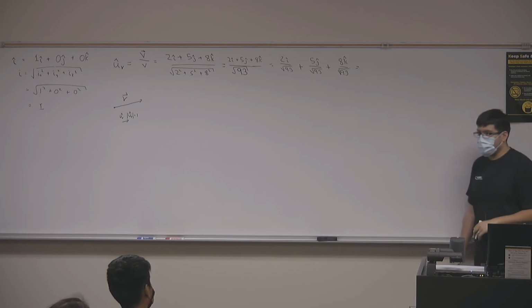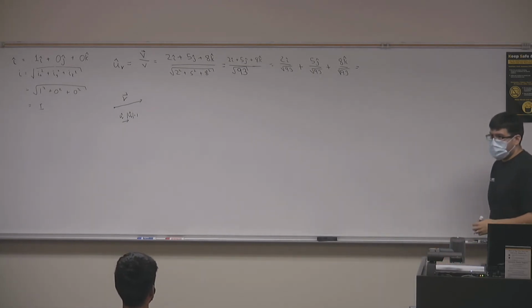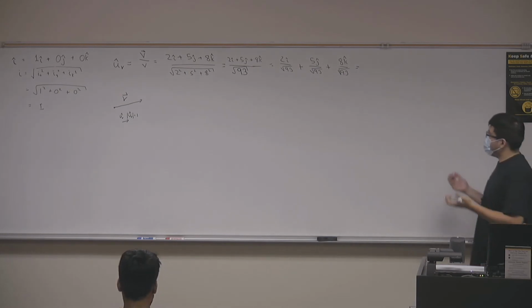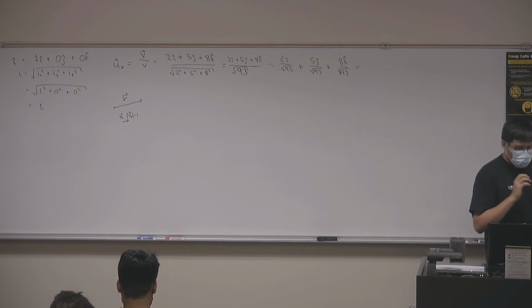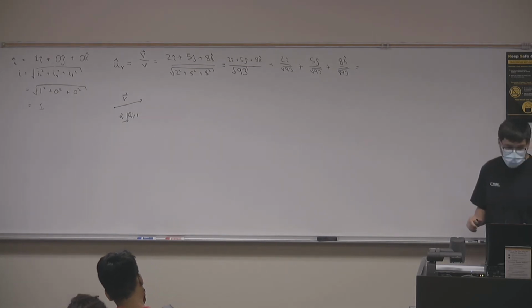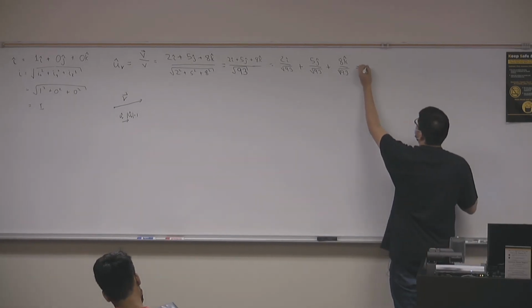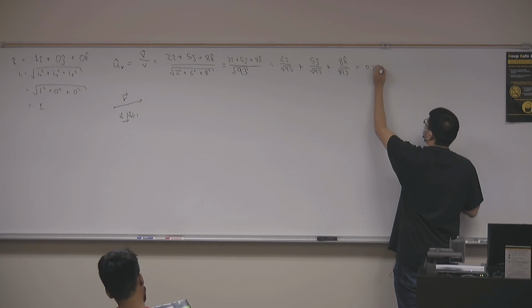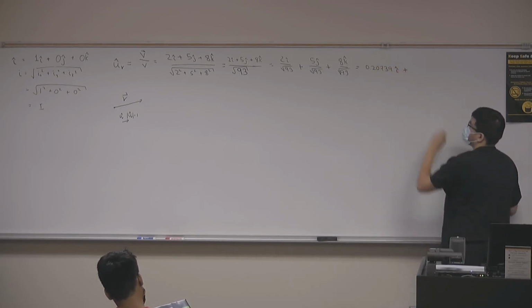If you have your calculator, what's 2 over square root of 93? Try to give me 5 decimal places, just so we can get an answer as precise as possible. 0.20739. Okay. What's 5 over square root of 93?